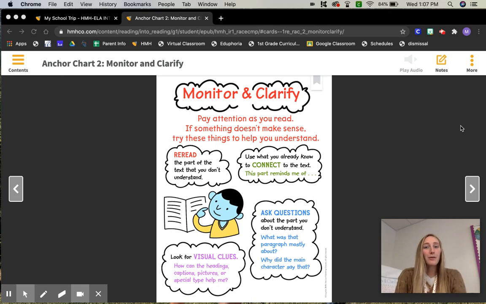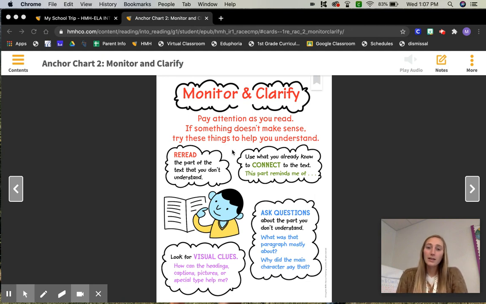Today we're going to learn about how to monitor and clarify things when we're reading. Pay attention as you read, and if something doesn't make sense, try these things to help us understand. The first thing that we need to do is reread the parts of the text that we don't understand. So if you're reading a book and you finish the entire page and you aren't sure what you just read and you're like, oh, I don't really remember what happened, that's when you need to reread. It happens a lot of times, even to me. So it's really important to reread your text to understand it.